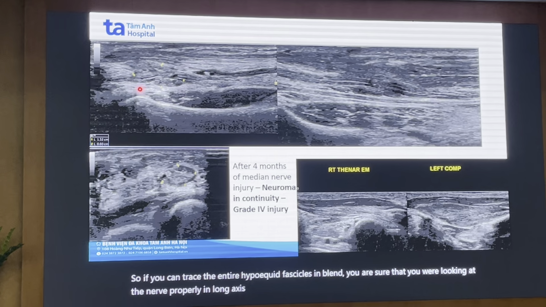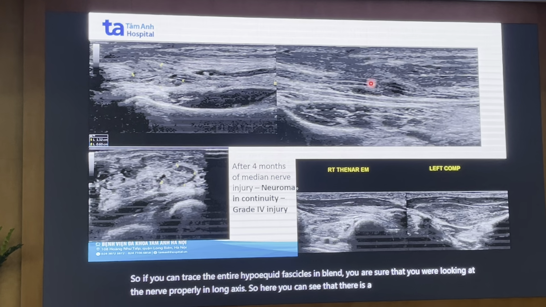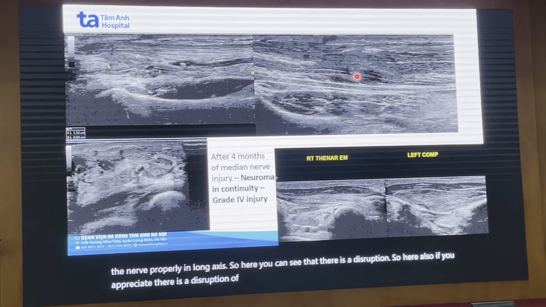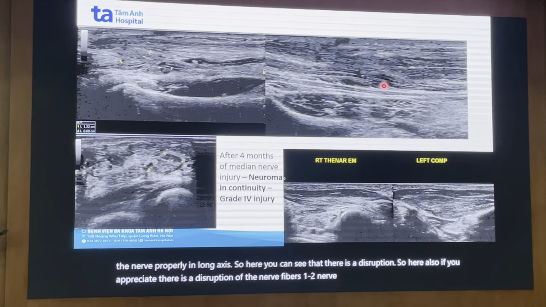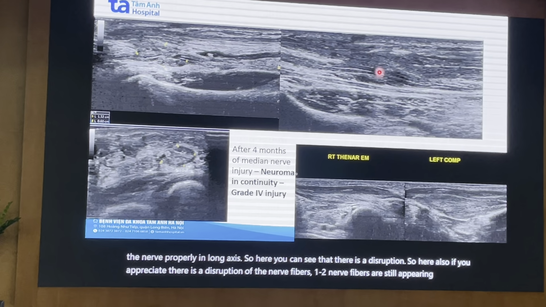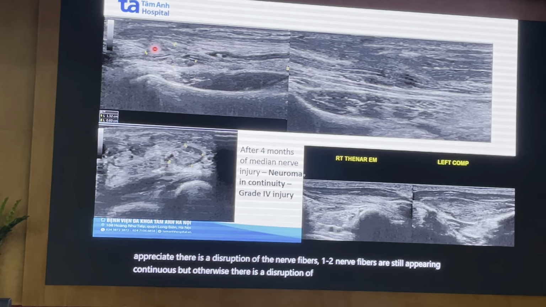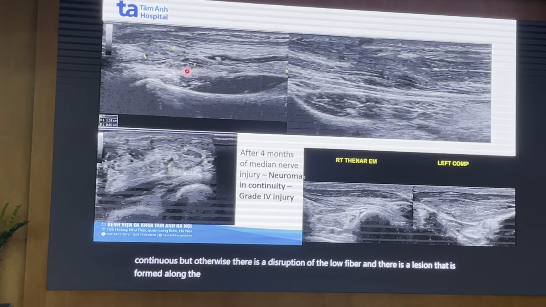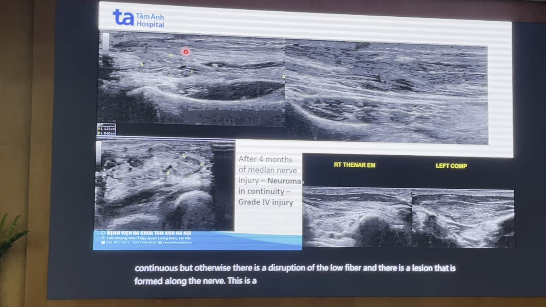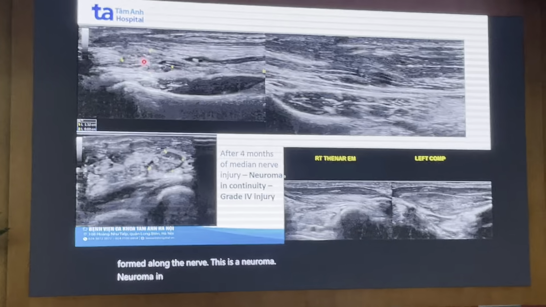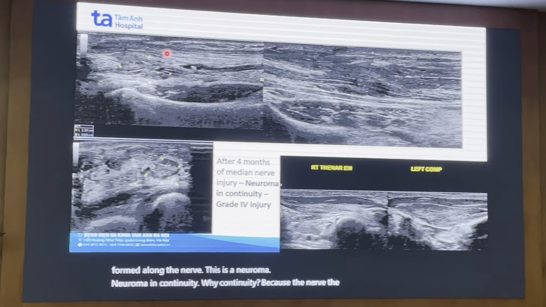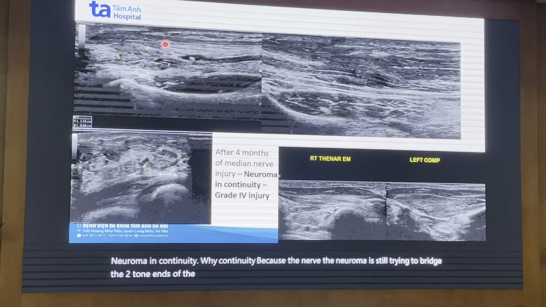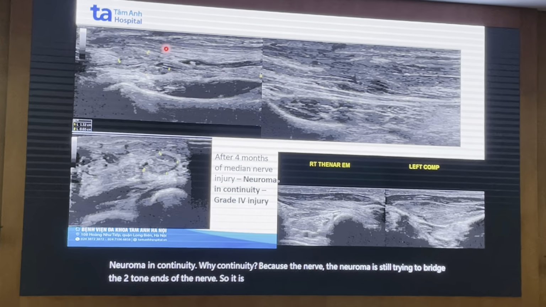So here you can see that there is a disruption. So here also, if you appreciate, there is a disruption of the nerve fibers. 1-2 nerve fibers are still appearing continuous, but otherwise there is a disruption of the nerve fiber, and there is a lesion that is formed along the nerve. This is a neuroma in continuity. Why continuity? Because the neuroma is still trying to bridge the two torn ends of the nerve. So it is neuroma in continuity.